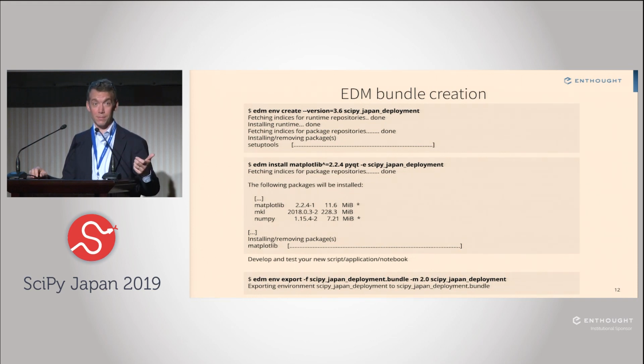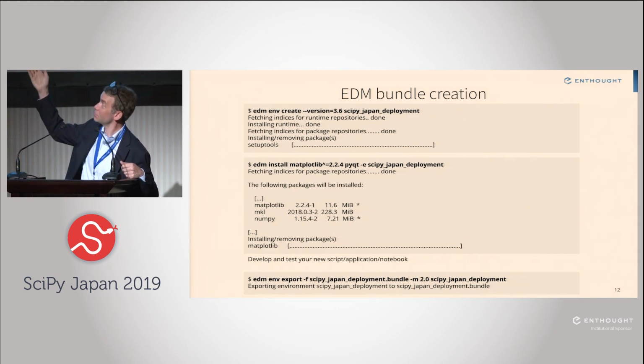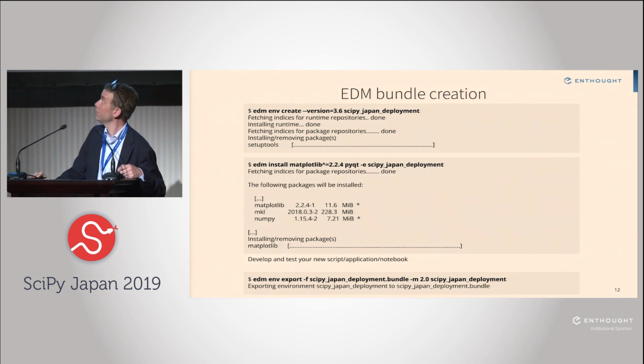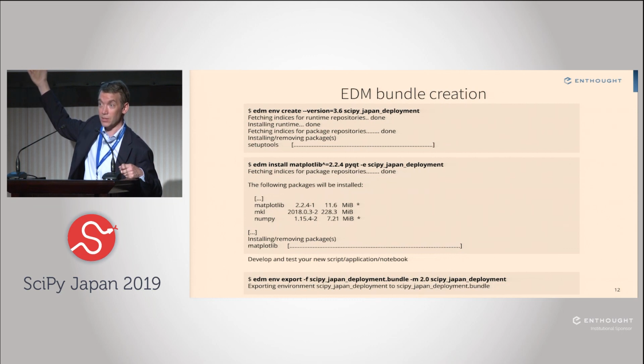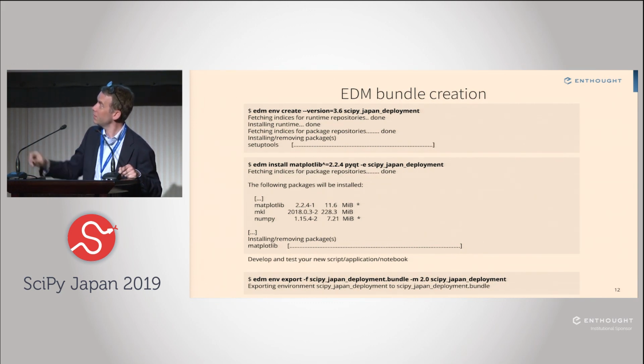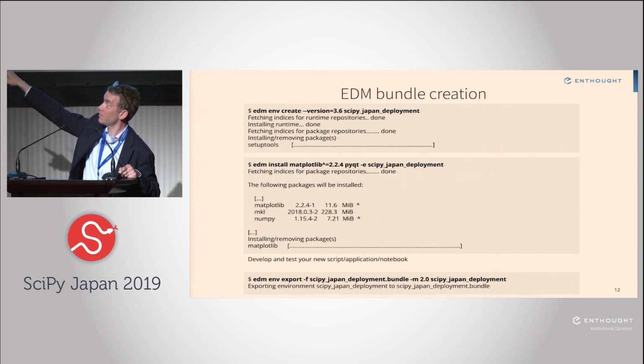Second step, populating the packages. So I need matplotlib, and I need a user interface backend. So I'm asking for installing matplotlib 2.2.4 and PyQt in this specific case. And I do that within my SciPy Japan development environment. Very basic. One important thing that you see there, I've just removed a lot of the verbose output, but the fact that I install matplotlib, basically it installs NumPy, which also installs the MKL.